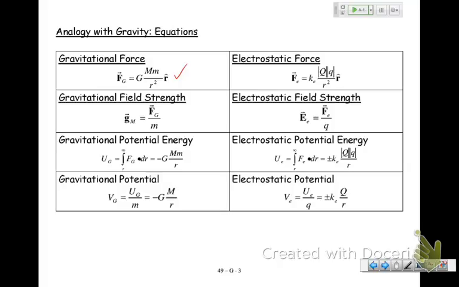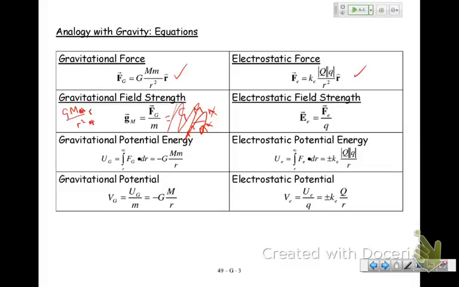So big M, little m over r squared, big Q, little q over r squared. And then that equals, I'm sorry, I forgot my r squared. Let me do that again. It's going to be big G, big M, little m over r squared, divided by little m. So that goes away and that goes away.